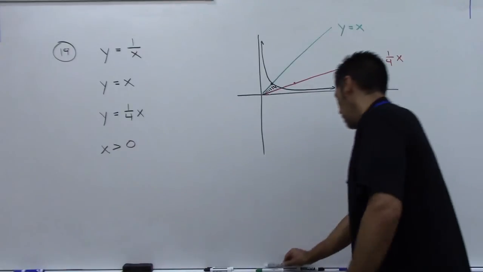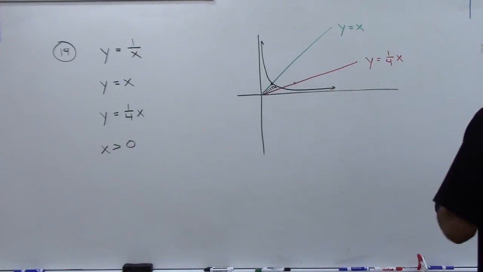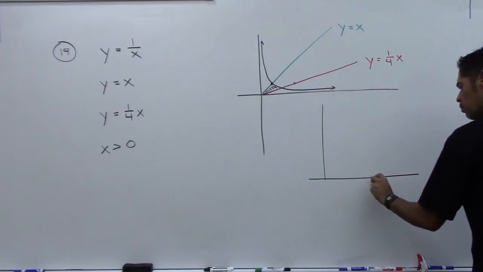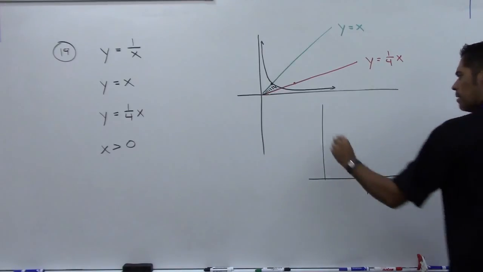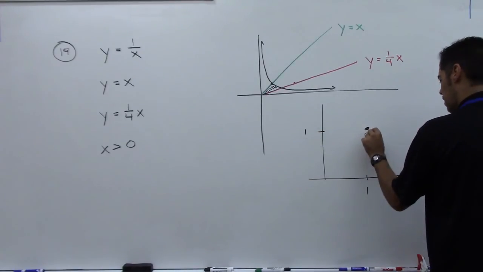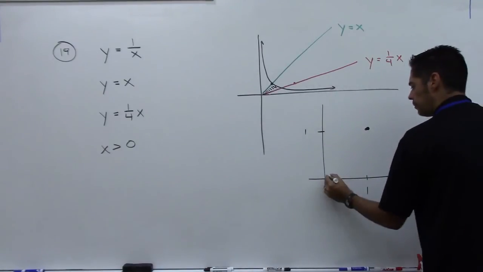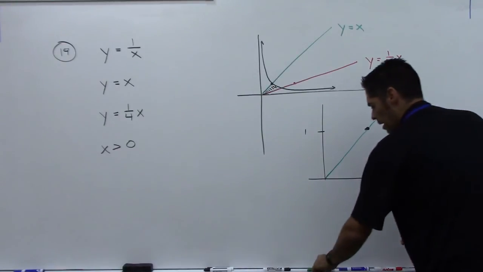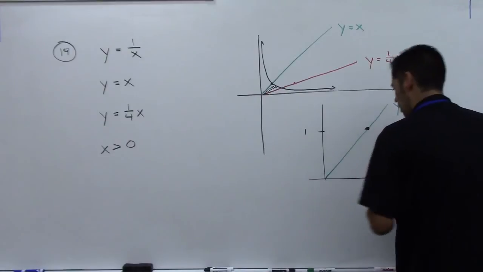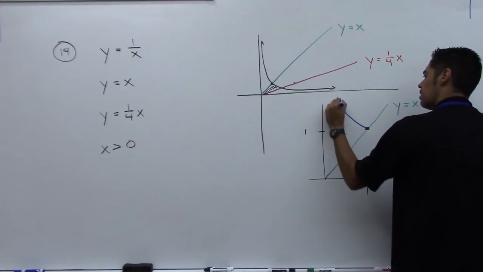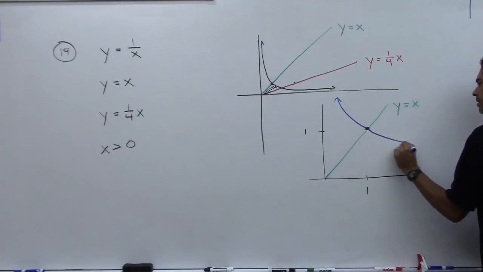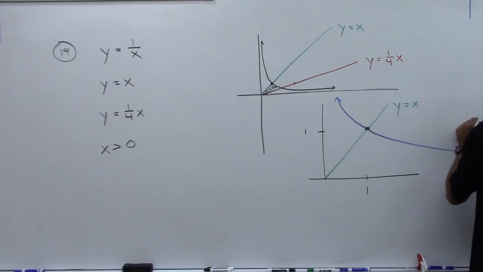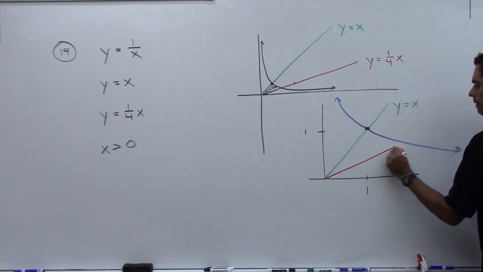So let me blow this up a little bit, make this look a little bit bigger, because I think that's too small to look at. So here's one. I know that my green line goes through there, y equals x. I'll use blue for the 1/x, it goes like this, and then it comes down like this. And then the red line went up 1/4, which is over here, so it goes something like this.